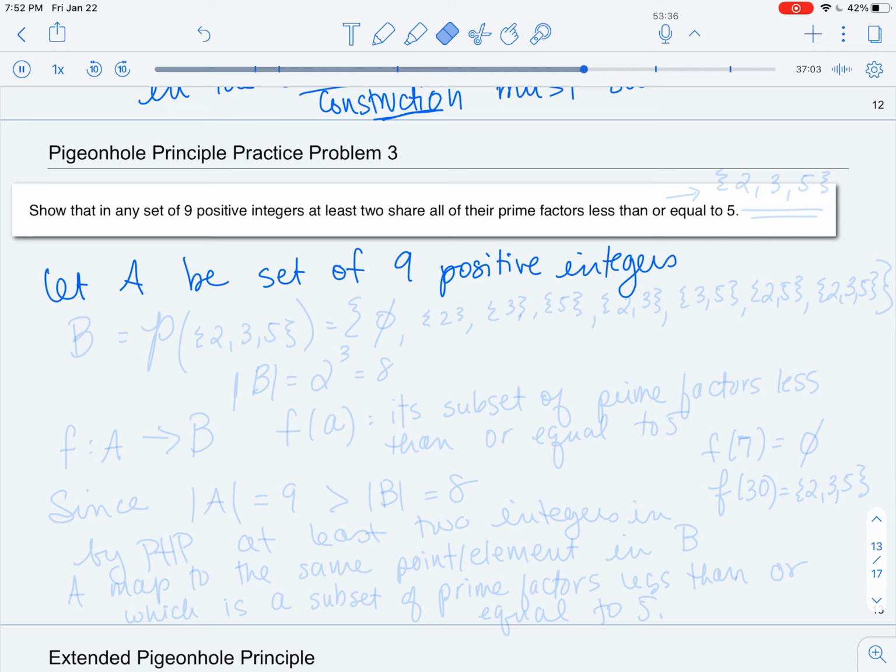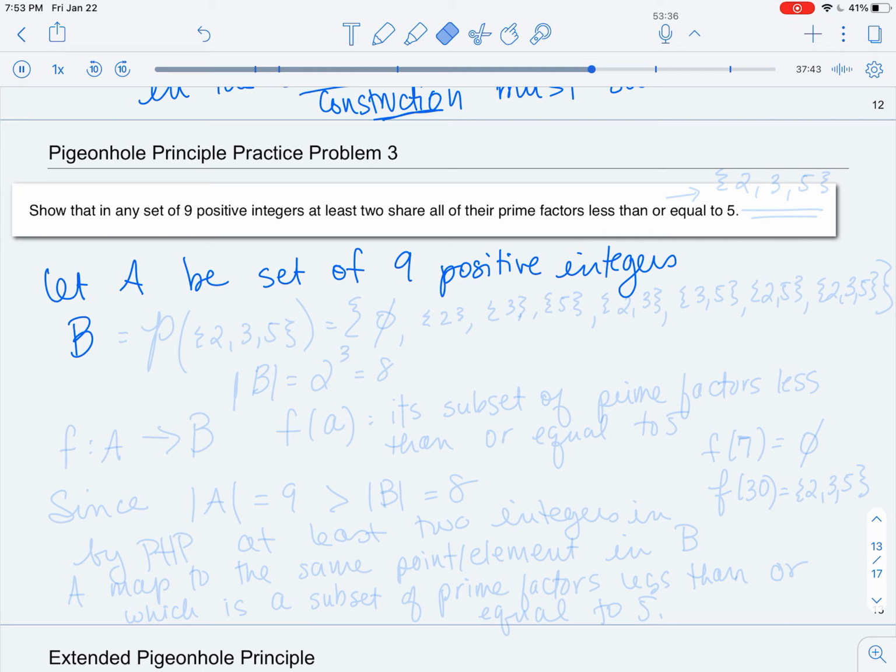What is very nice about this is that it makes it very clear that we have no control over our set of pigeons. These pigeons are just some 9 positive integers, and we do have to work with our set B. We have to figure out what our set B is. Often when we're thinking of what our pigeonholes, or set B, should be, we have to think about what it means for 2 of these integers to share their prime factors less than or equal to 5. So now let's think about it. What are the prime factors less than or equal to 5?